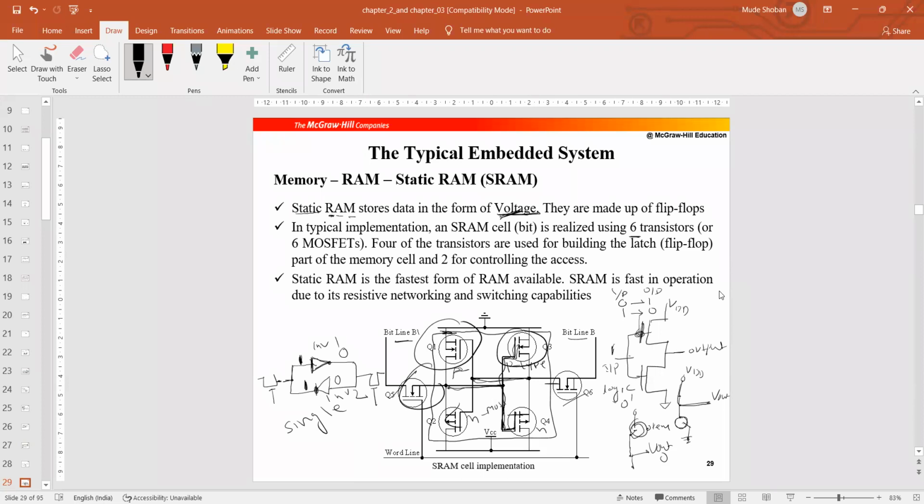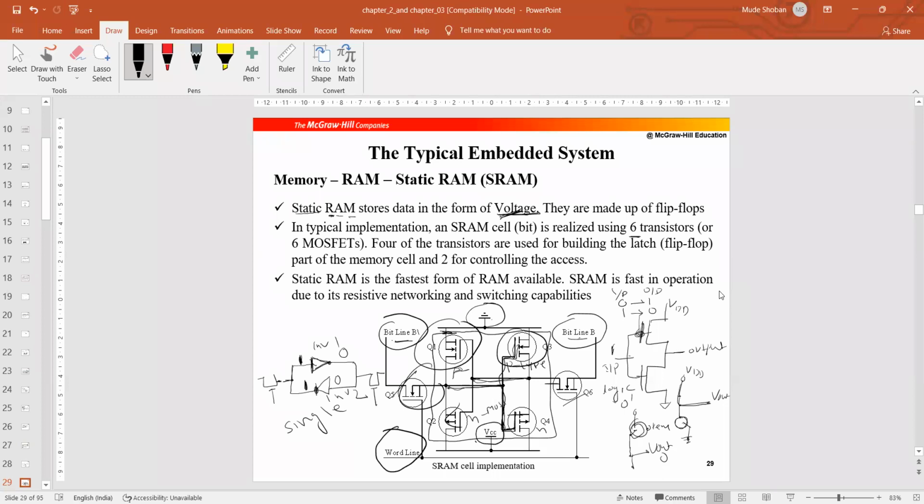You can see the left side node, bit line B bar, the complement, here bit line B, and here the word line. How it works: you can notice the VCC supply of 5 volt, and here the ground. So supply, ground, bit line B bar, bit line B, and word line, and six transistors. It is of complementary nature, CMOS.